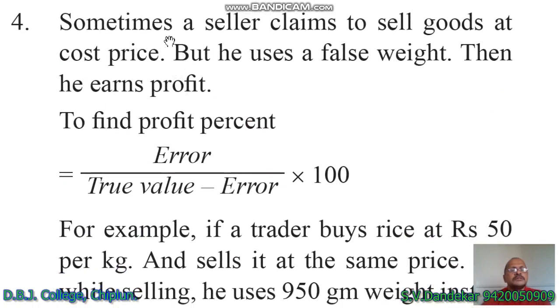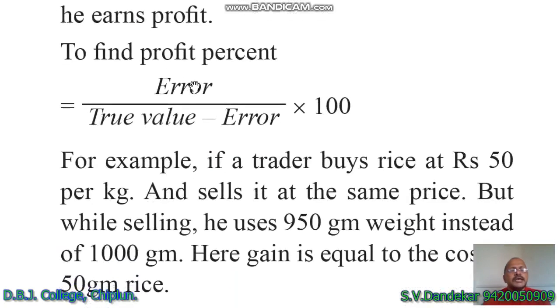Fourth, sometimes a seller claims to sell goods at cost price, but he uses false weight. Then he earns profit. To find profit percent, the formula is error upon (true value minus error) multiplied by 100.